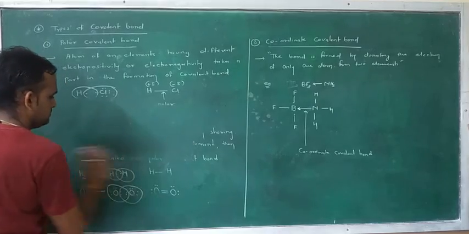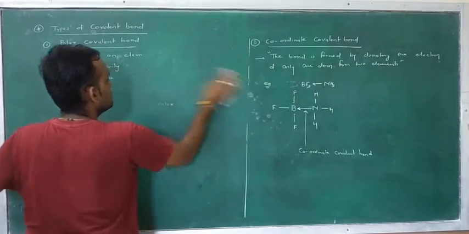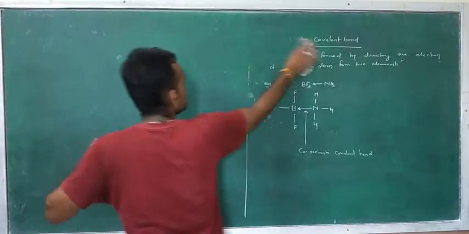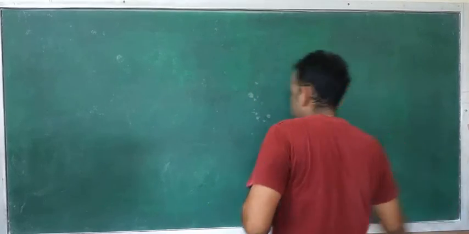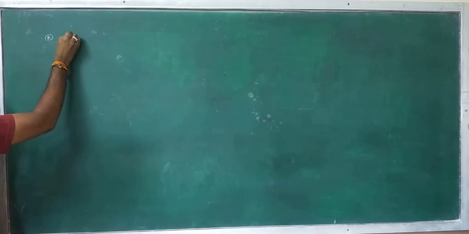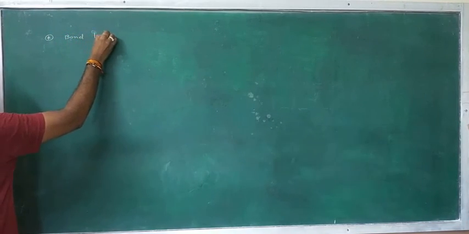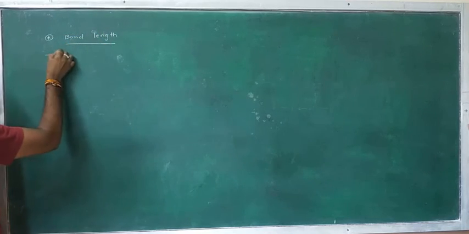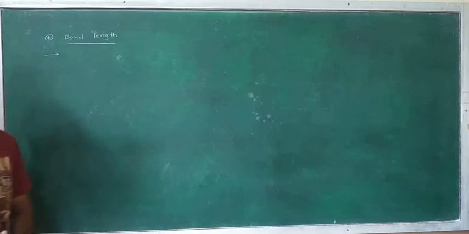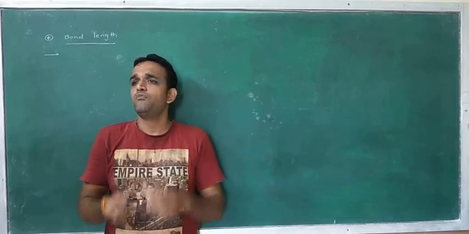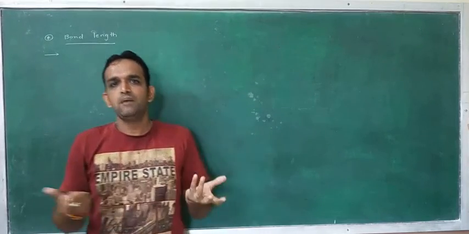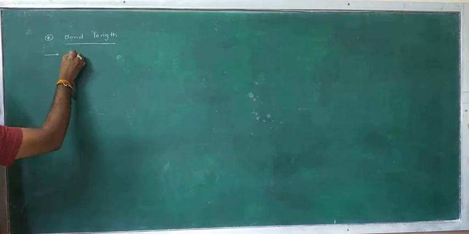Next point, it will be given, that is bond length and bond angle. Let us see. What do you mean by bond length? We can say that the equilibrium distance between the nuclei of two atoms combined with each other by a bond in the molecules, that is called what? Bond length.